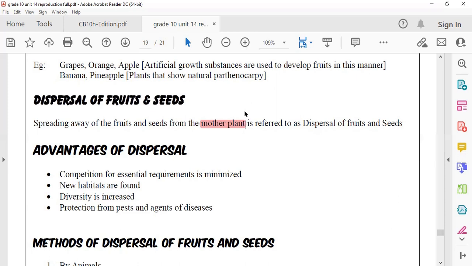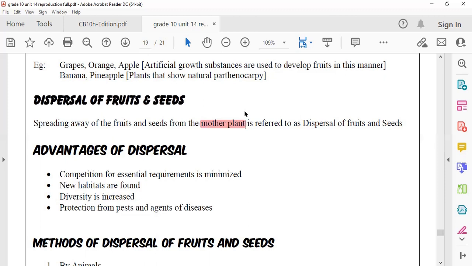Okay, fruits can disperse, seeds can disperse. Okay, when fruits are dispersing, seeds also disperse. In some instances, fruits don't disperse, seeds will be dispersed. Anyway, why dispersal is very important? One, it is to reduce the competition under the mother plant. In less space there, less water there, less nutrients there. So if all of them are growing under the mother plant, none of them will get sufficient amount of nutrients, water, light, space, nothing. So they have to go.